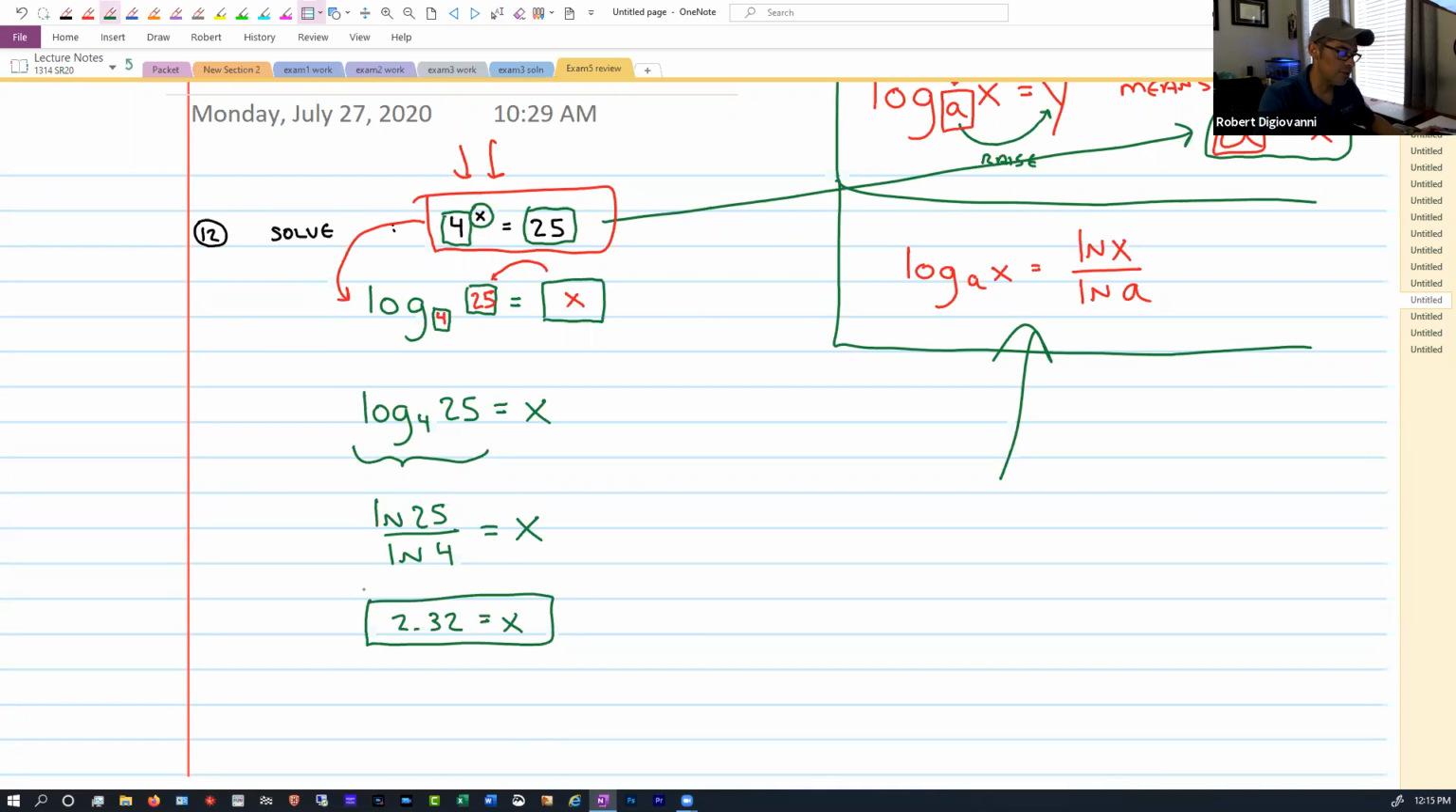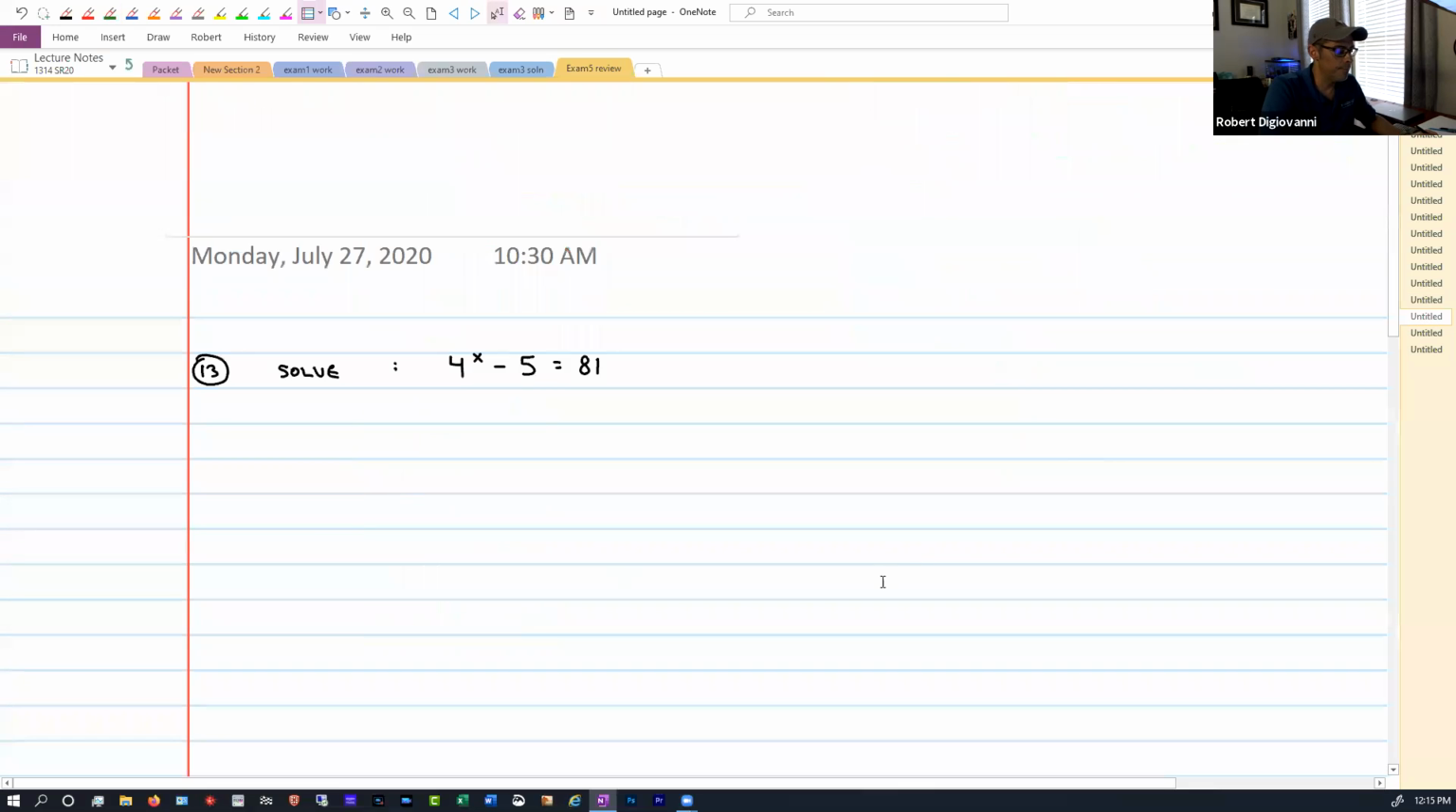All right, any questions there? That problem was as straightforward as they come when it comes to solving these types of equations. All you did is convert it to a log and then use the change of base formula. Let's see how the next example gets a little more complicated.